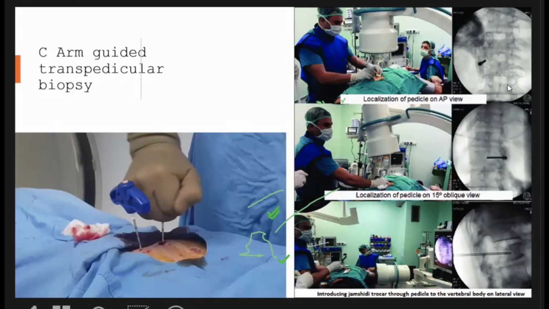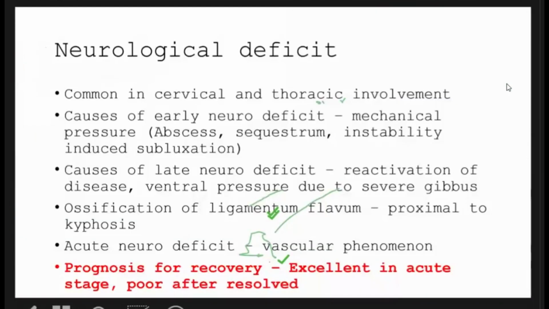And once we've penetrated, on the lateral film, when we have seen that the trocar has gone close to the end of the pedicle, we introduce a wire. And through that track, we can take multiple biopsies from both sides. So that's where I can be of help to you.